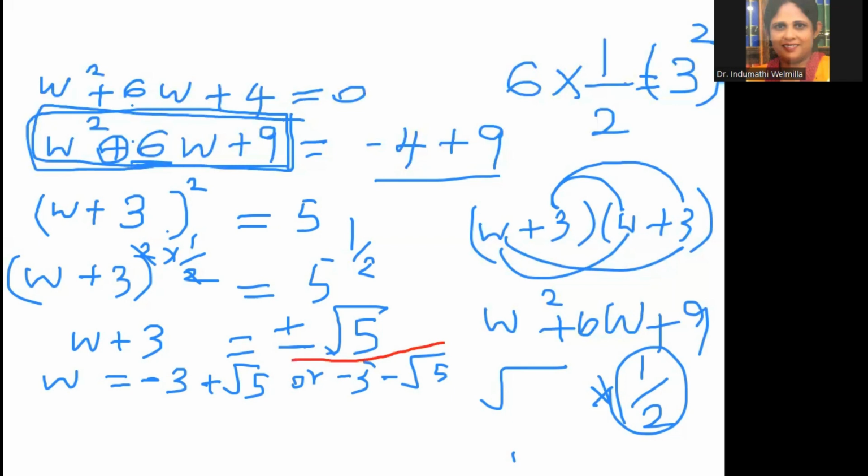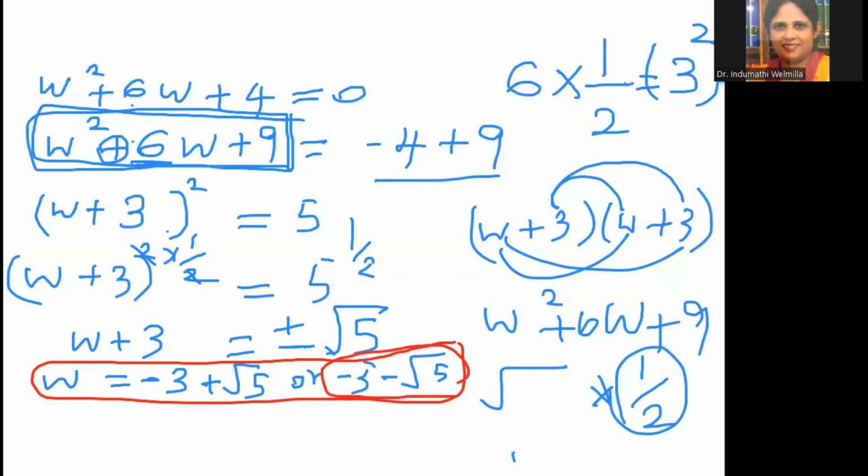Only you need to simplify this part. Because by using the calculator, you can get the square root value of 5. Then you can add that value, plus and minus, so you can simplify and you can get the value for W. And here both are minus. So then you can add together and you need to put the minus sign.